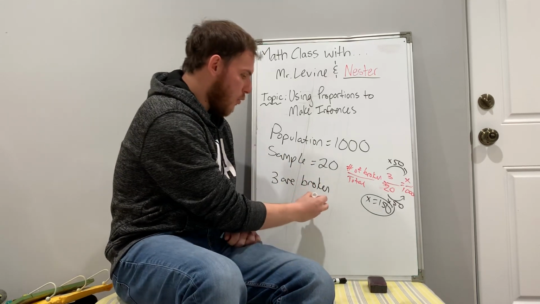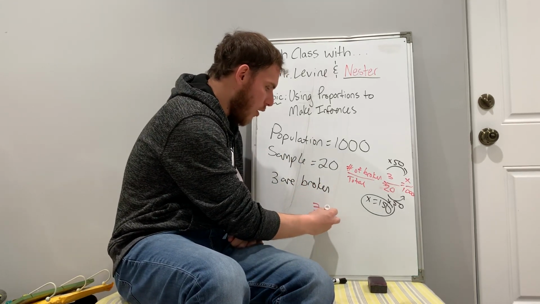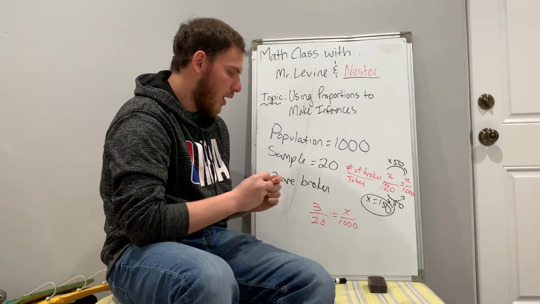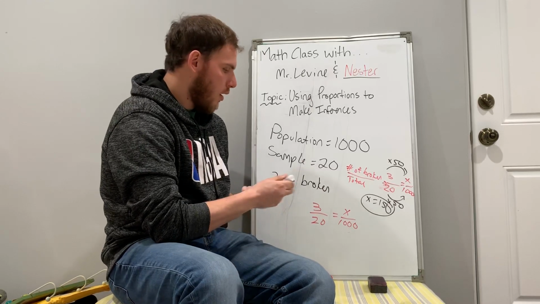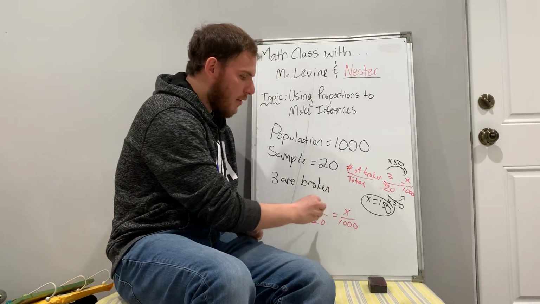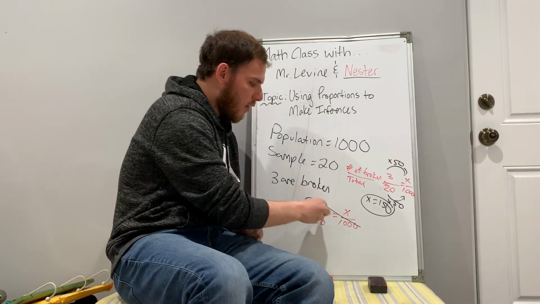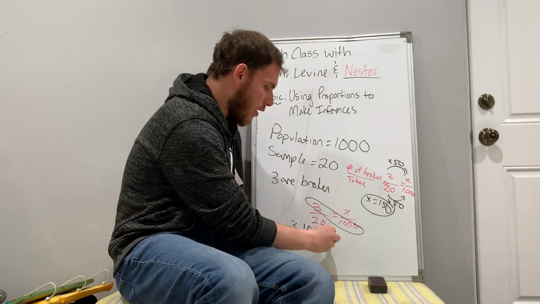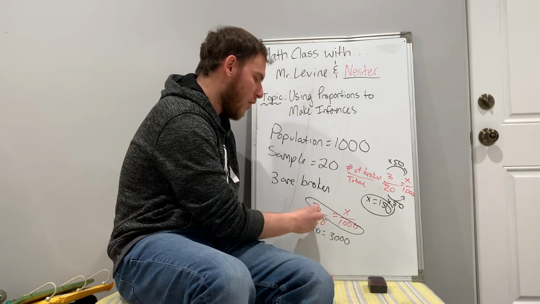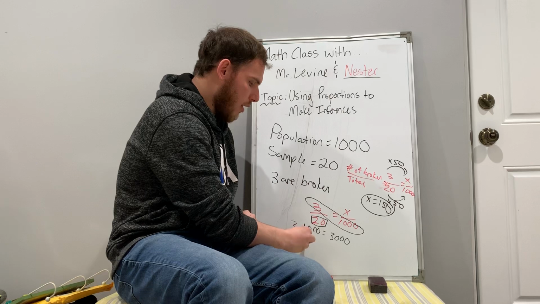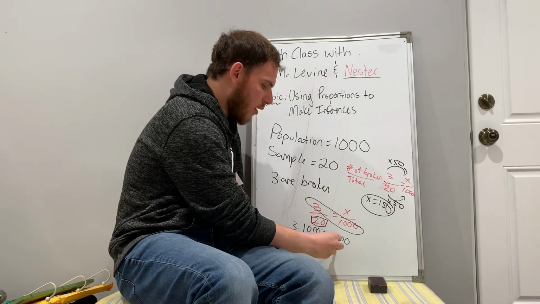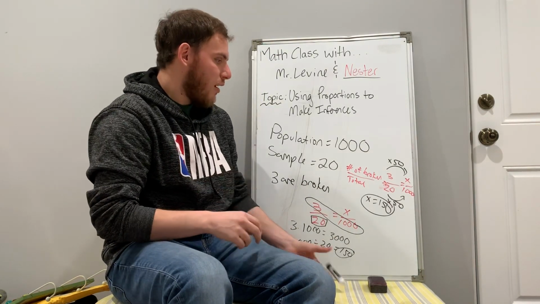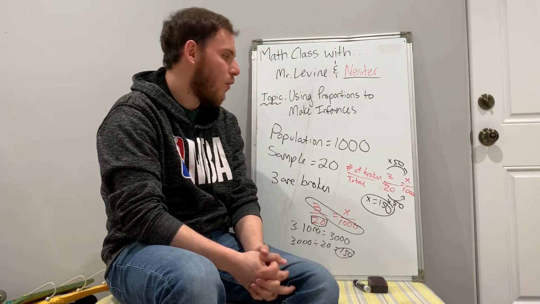Another way to solve this proportion, if you don't like that way, is by cross-multiplying and dividing. So what that means is we find numbers that are diagonal from each other. So in this case, 3 and 1,000, we multiply them. 3 times 1,000 equals 3,000, and then we divide by the last number. So 3,000 divided by 20 equals 150. Either way, you get your estimated amount of broken ice cream cones to be 150.